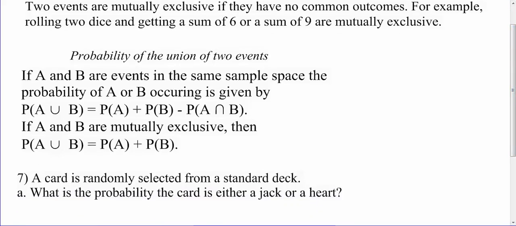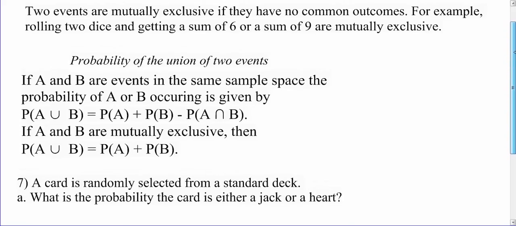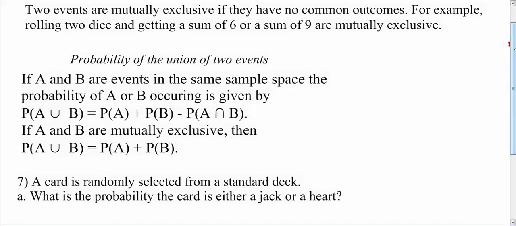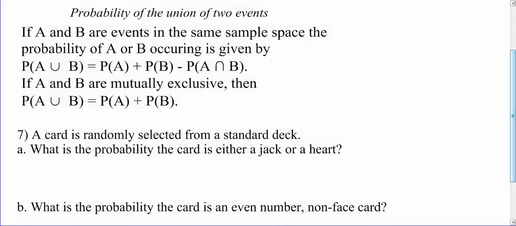For example, rolling 2 dice and getting a sum of 6 would be completely different than getting a sum of 9. There's no way you could get both of those sums at the same time. So they're mutually exclusive. Some events, though, there's overlap, or we say they share a sample space, so there's a chance for things to be counted twice.